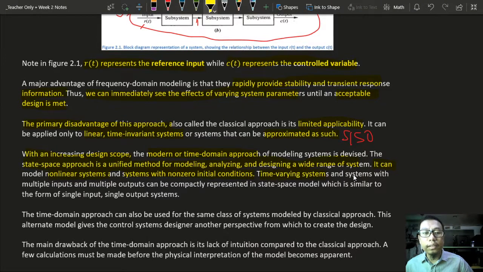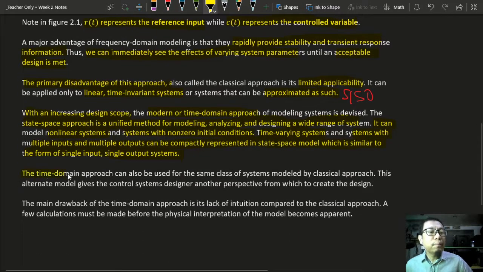Time-varying systems and systems with multiple inputs and multiple outputs can be compactly represented in state space model, which is similar to the form of single input, single output system. So ayun, the time domain approach can also be used for the same class of systems modeled by the classical approach. This alternate model can give the control systems designer another perspective from which to create the design. The main drawback of the time domain approach is its lack of intuition compared to the classical approach.